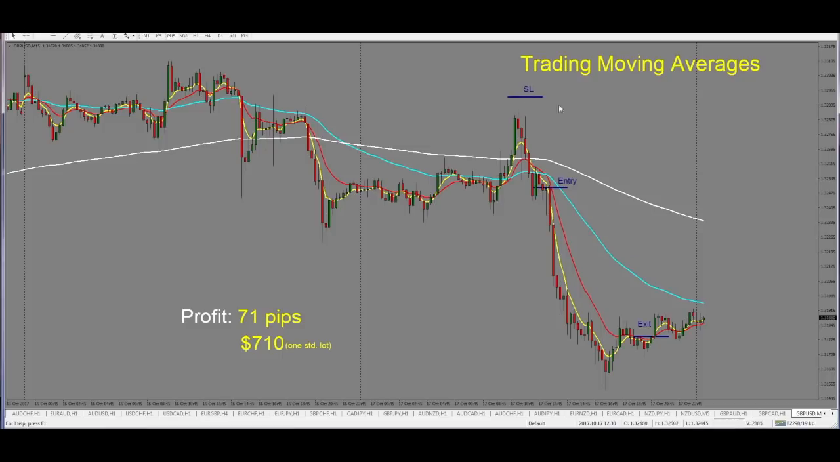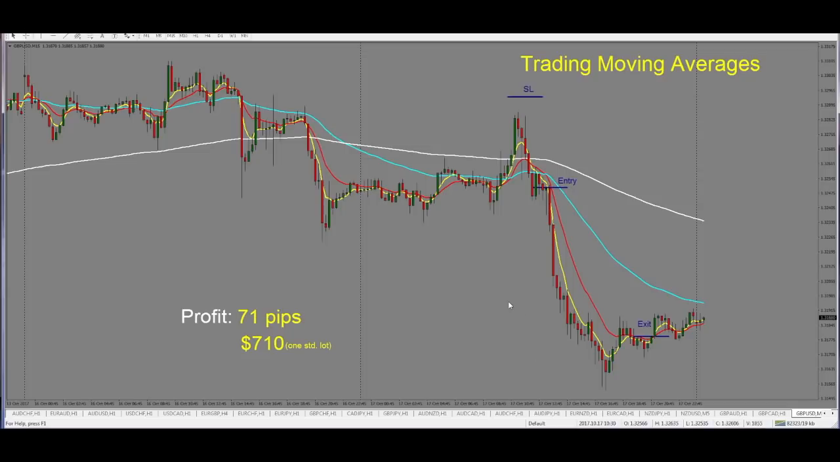Our stop will go above the high here and we enter the trade and we stay with the trade for as long as the moving averages are crossed to the downside. Once we see these moving averages coming back and they start to cross to the upside, so here we see that price is moving up now and our moving averages, the 5 and the 13, have crossed over to the upside. So that's when we exit the trade. From entry to exit here, we get 71 pips in the trade.